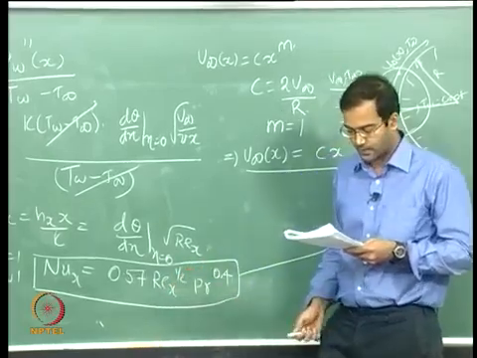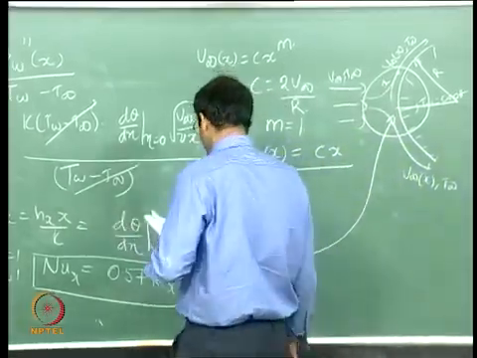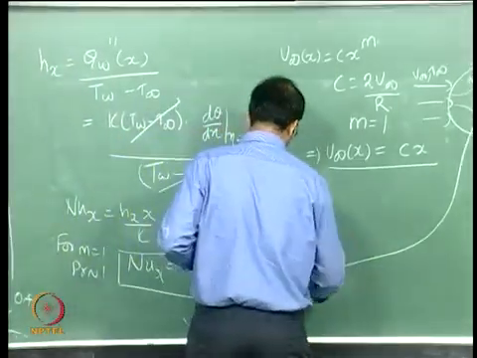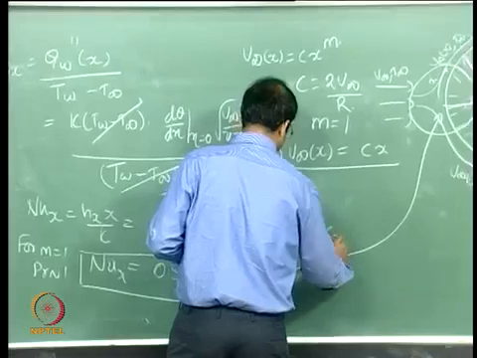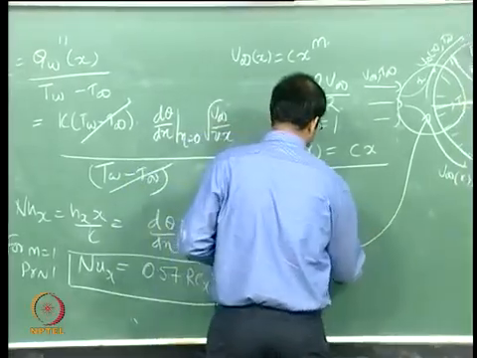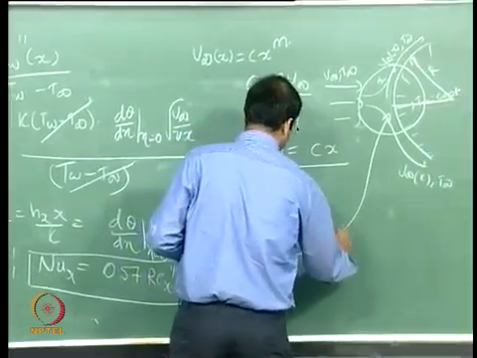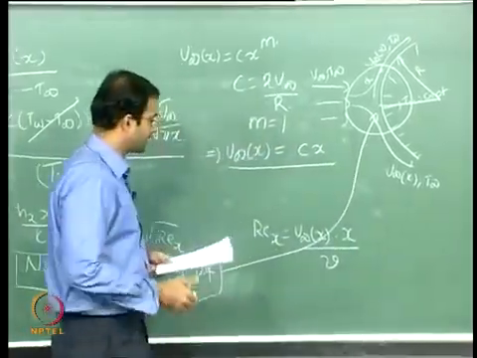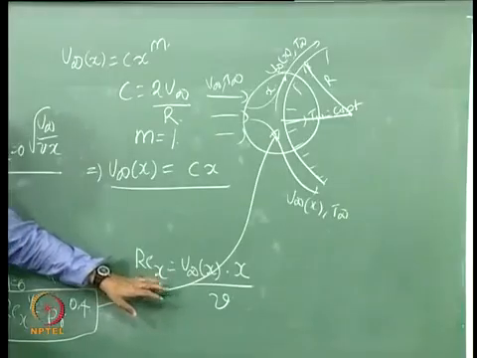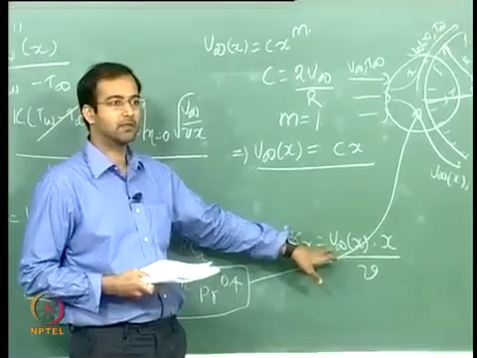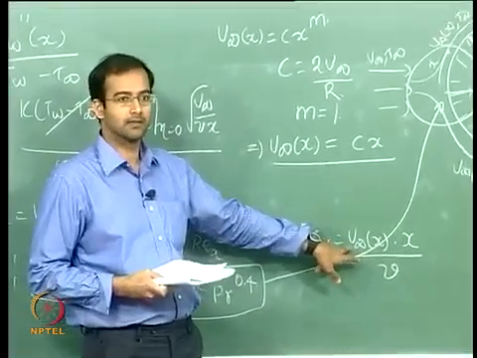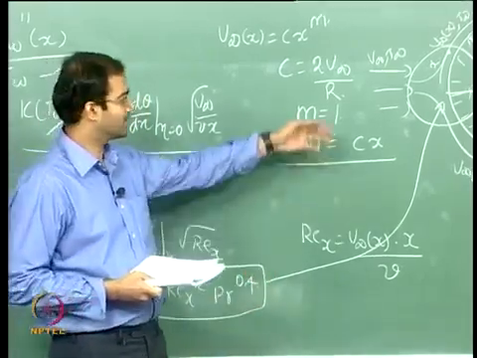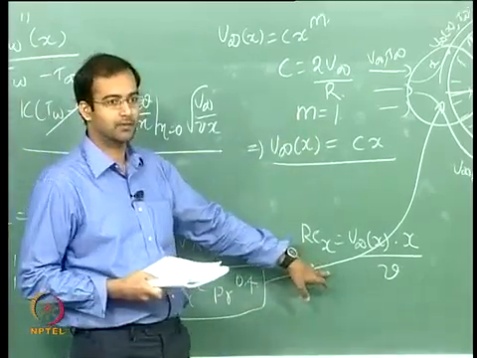So if you do the transformation, how do you do this? You already know that Re_x is defined based on u infinity x into x by nu. This is the definition of your local Reynolds number, where you are defining based on your local velocity. That's how we have to transform. We'll see how we will transform it.